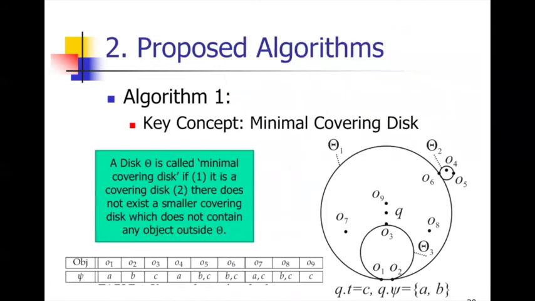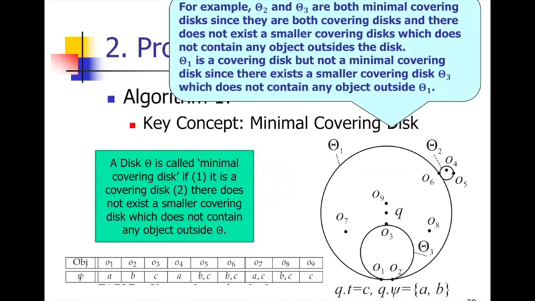Let me present the second key concept, minimal covering disk. A disk theta is called a minimal covering disk if, first, it is a covering disk, and secondly, there does not exist a smaller covering disk which does not contain any object outside theta. In this example, theta 2 and theta 3 are both minimal covering disks, since they are both covering disks, and there does not exist a smaller covering disk which does not contain any object outside the disk. Theta 1 is a covering disk, but not a minimal covering disk, since there exists a smaller covering disk, theta 3, which does not contain any object outside theta 1.